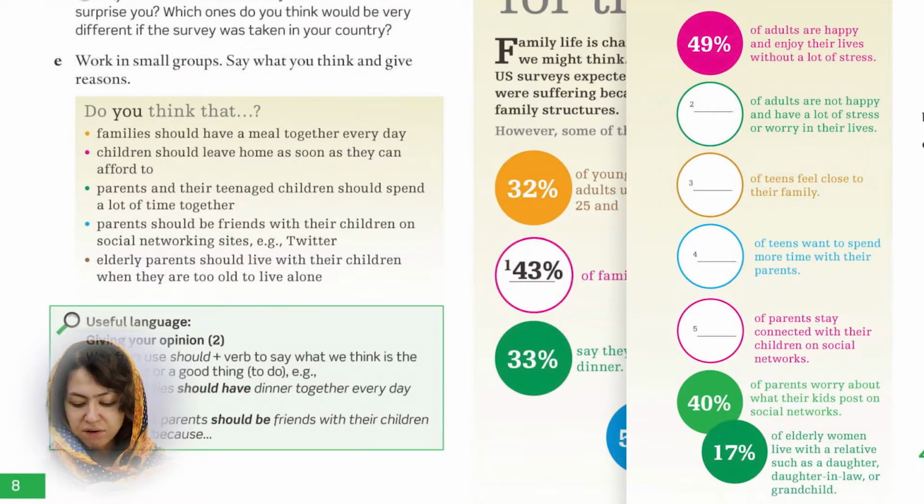Of parents worry about what their kids post on social networks. 40%. Wow. 40% of parents worry about what their kids post on social networks. Yeah, it's a huge worry, isn't it? And next is 17% of elderly women live with a relative such as a daughter, daughter-in-law, or grandchild. That's it. So these were some surprising results that we can see in the families.